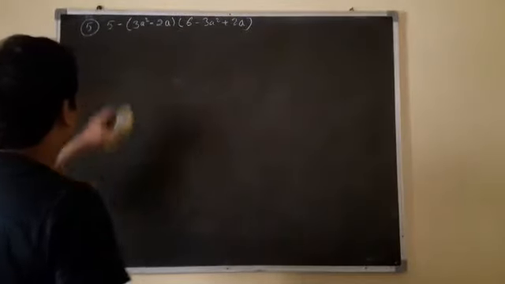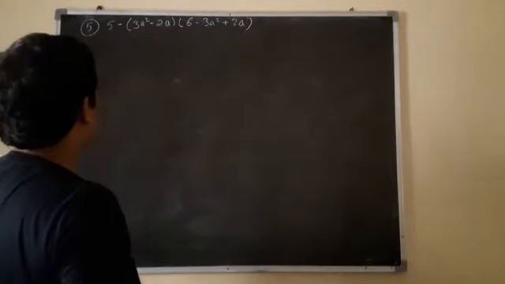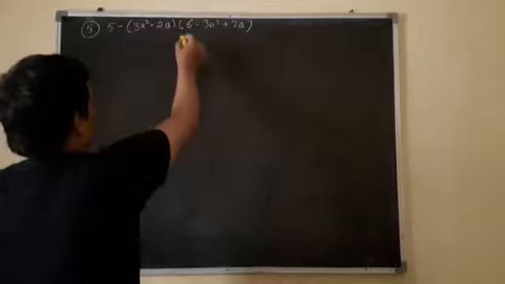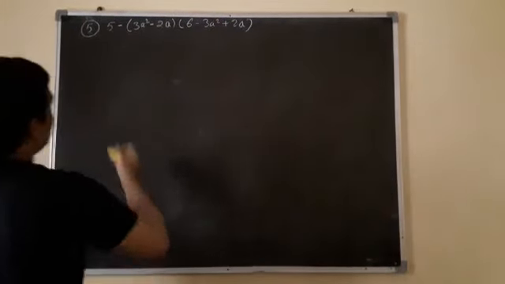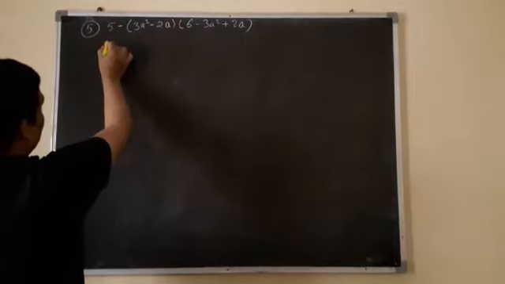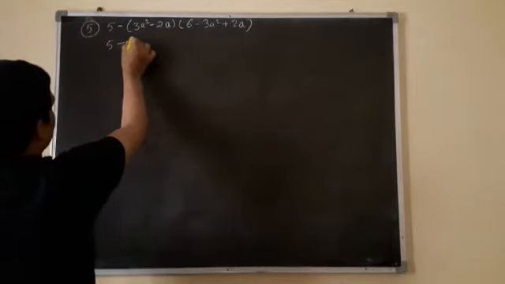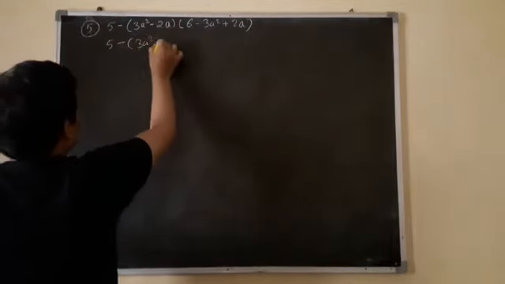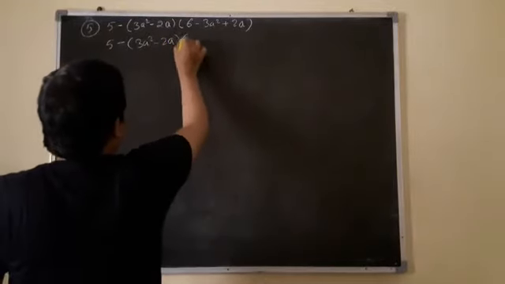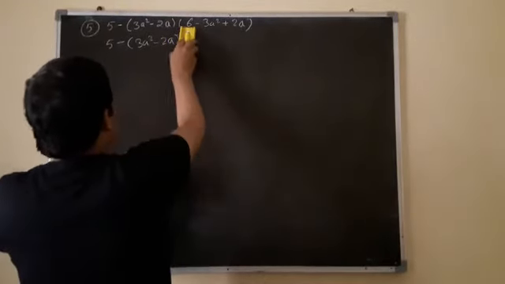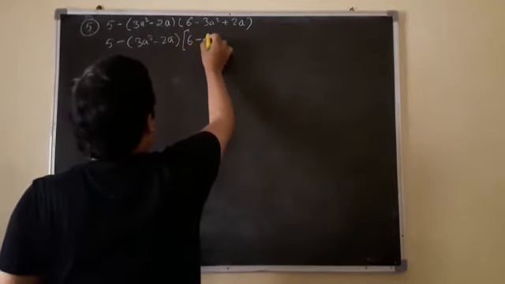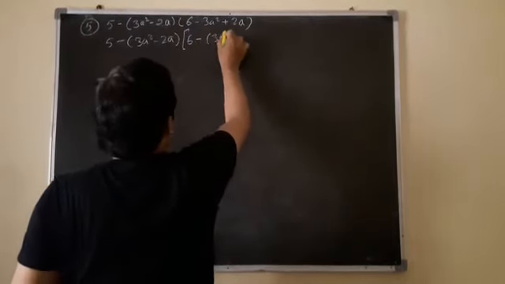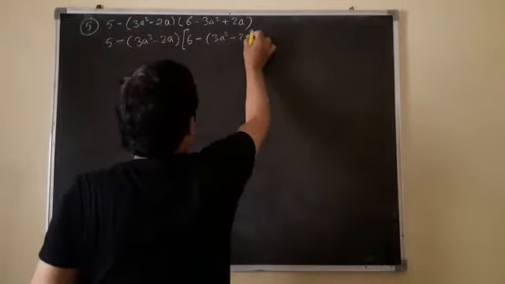Now we will see the next question: 5 minus (3a square minus 2a) into (6 minus (3a square plus 2a)). Let us see. Here we can write 5 minus (3a square minus 2a), and here we will write 6 minus (3a square minus 2a). Shall we write it like this?